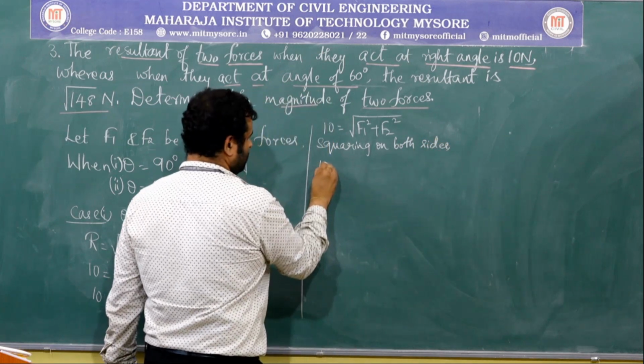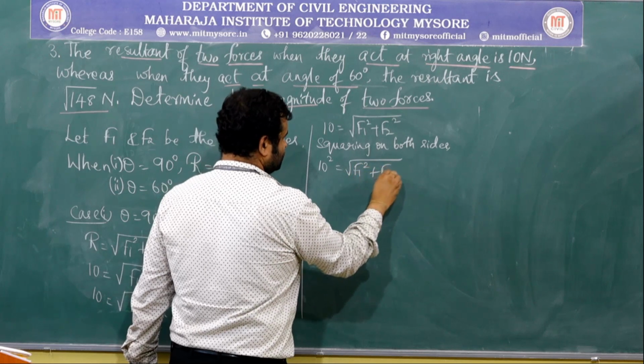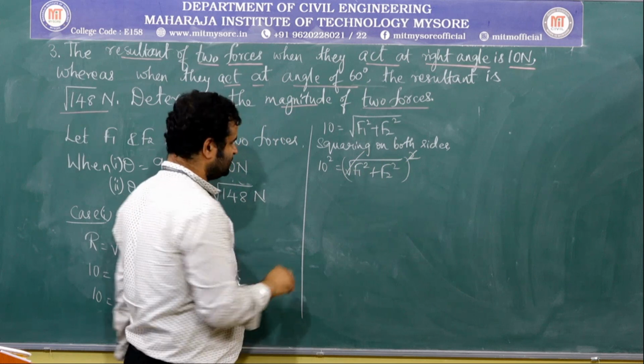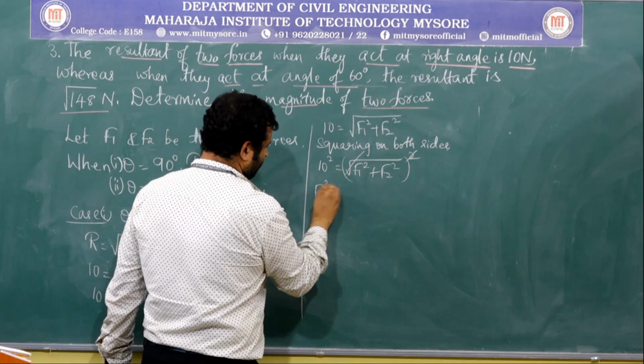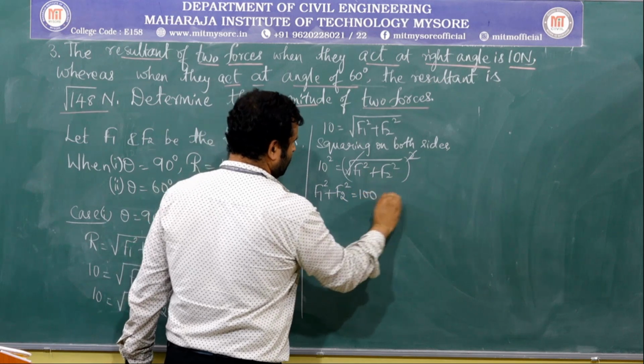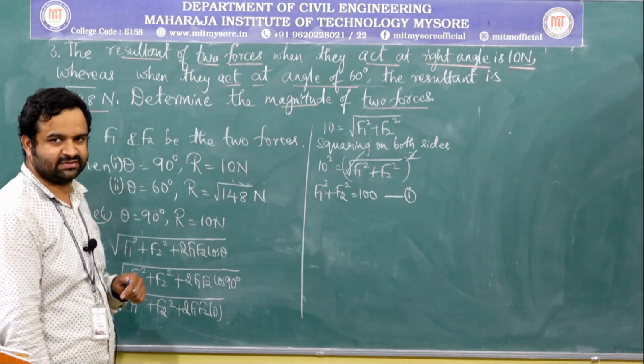We get 10 square is equal to (F1 square plus F2 square) whole square, and square and square root get cancelled. So F1 square plus F2 square is equal to 100. Let this be equation number 1 obtained from the first case.